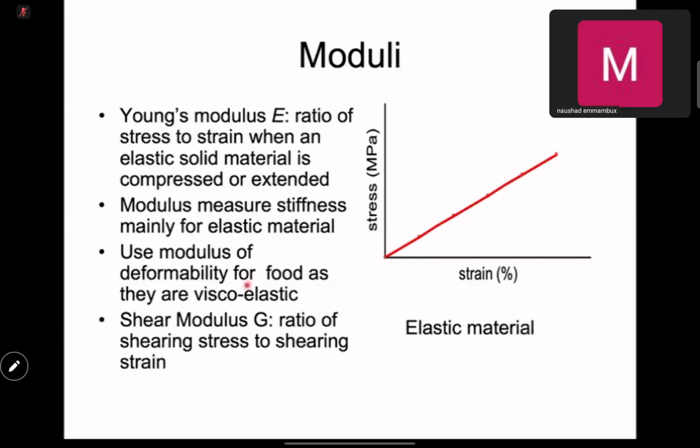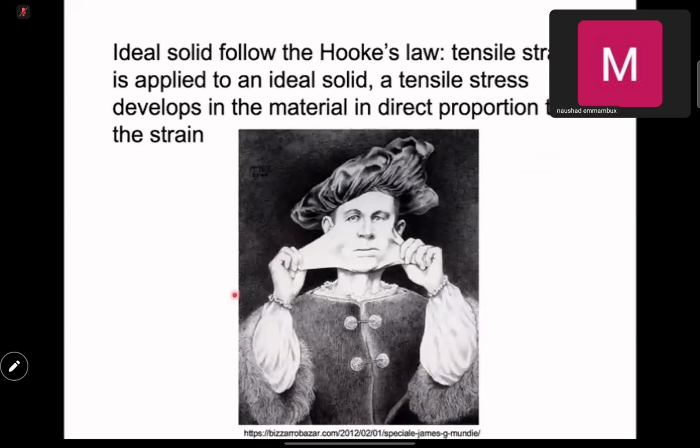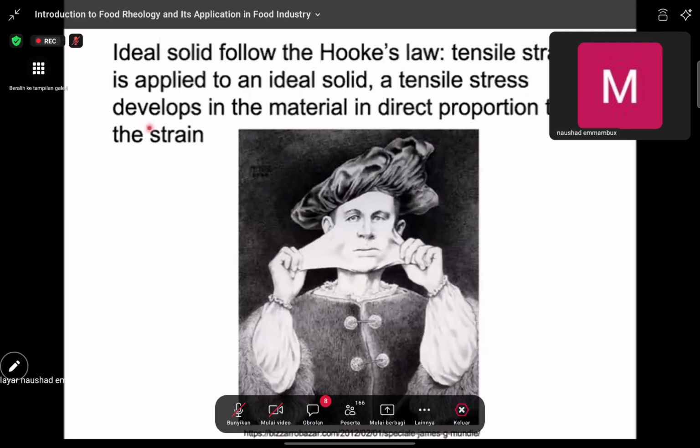So we talk about elastic and viscous. In nature, there is no such thing as a pure elastic material or a pure viscous material. Most are viscoelastic. But from a theoretical point of view, people have worked on the ideal solid and ideal fluid. The ideal solid follows Hooke's law: when tensile strain is applied to an ideal solid, the stress developed is directly proportional to the strain, which is a straight line.